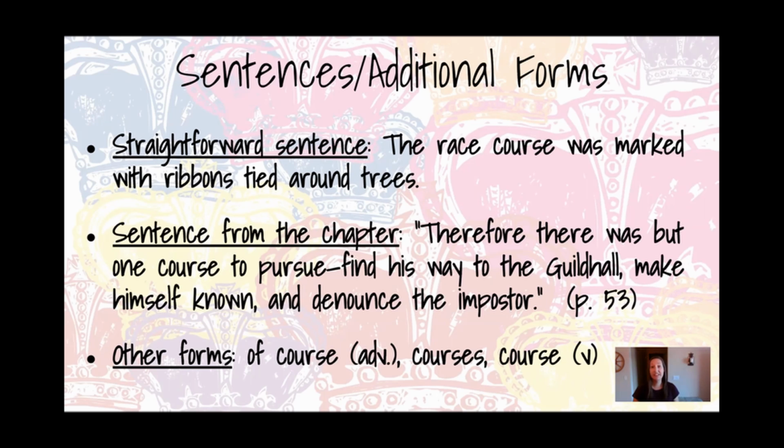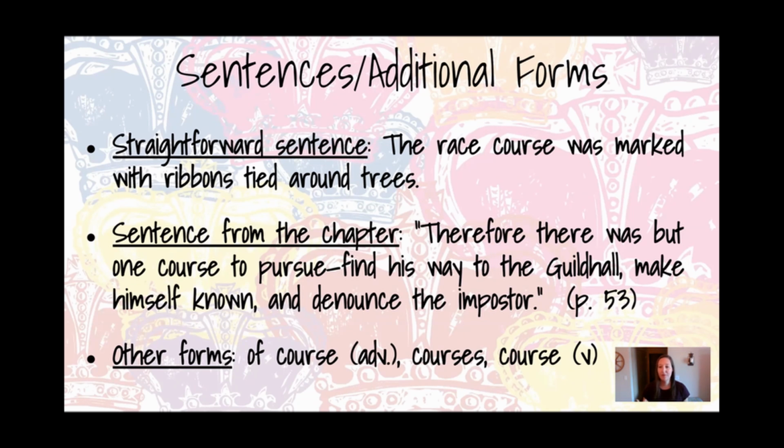The sentence where we actually see this in The Prince and the Pauper is, "Therefore, there was but one course to pursue: find his way to the Guildhall, make himself known, and denounce the impostor." So in this case, it's like a course of action, a path, a plan is really how it's being used in this sentence. It still follows that meaning of path, but in this case, it's not talking about necessarily the physical path. Although he will be walking to get there, so he could have mapped out a physical path. But this one is being used more figuratively.